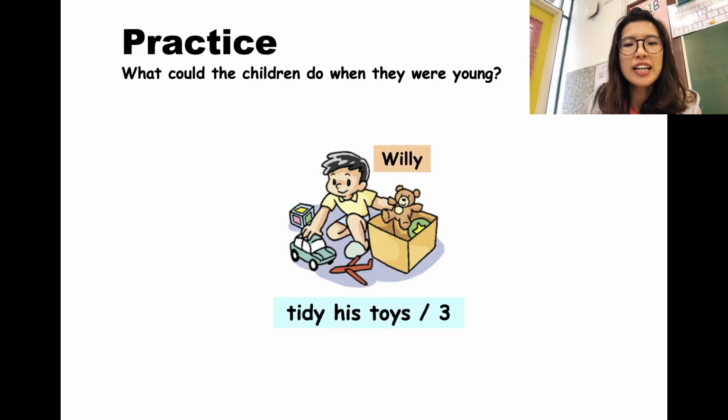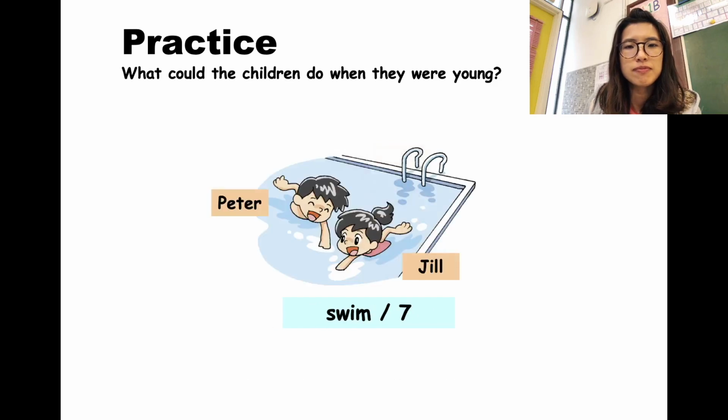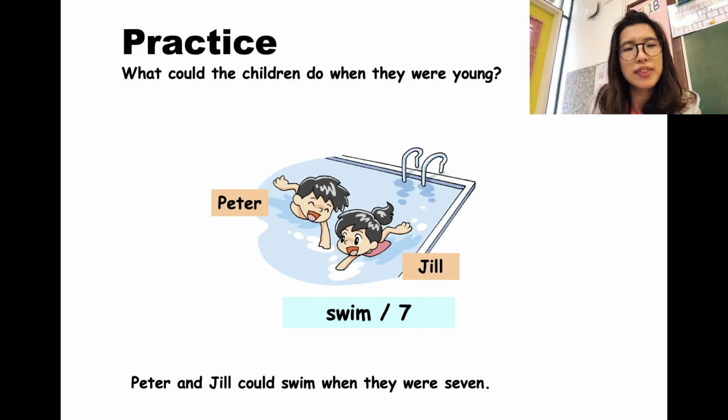Willie, tidy his toys, 3. Willie could tidy his toys when he was 3. Peter and Jill, 2 people, swim, 7. Peter and Jill could swim when they were 7.